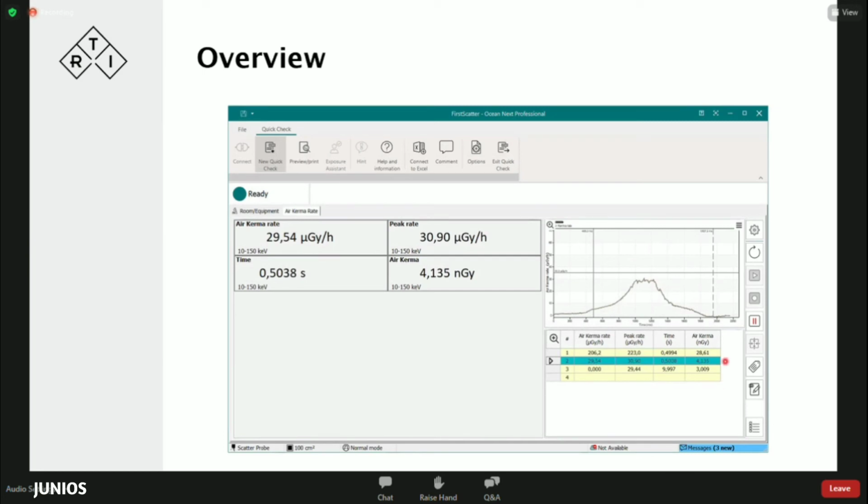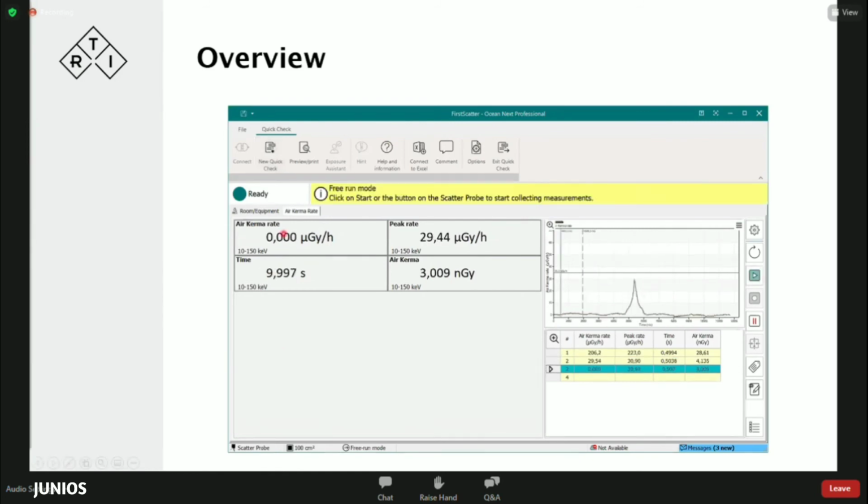For example, the 135 nanogray, for which the scatter probe can still provide a very, very well-defined waveform and a steady measurement. If you just calculate that back, this nanogray over this measurement time is just 8 nanogray per second. So it could be interesting to look at based on the risk assessment that we're talking about.